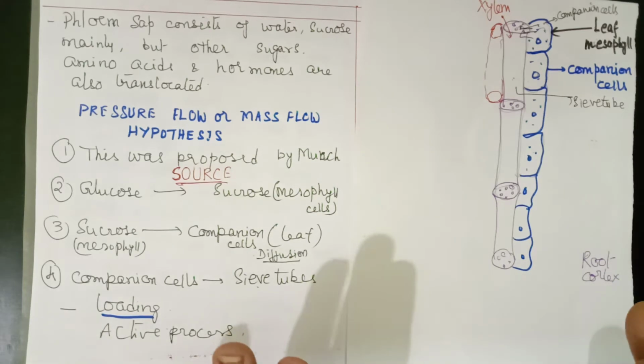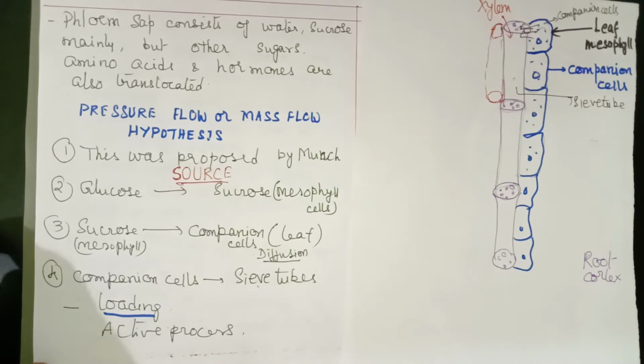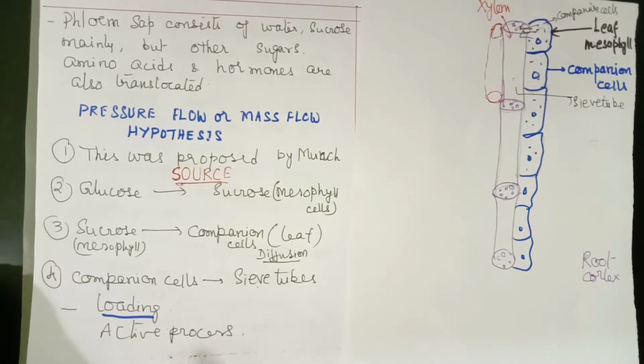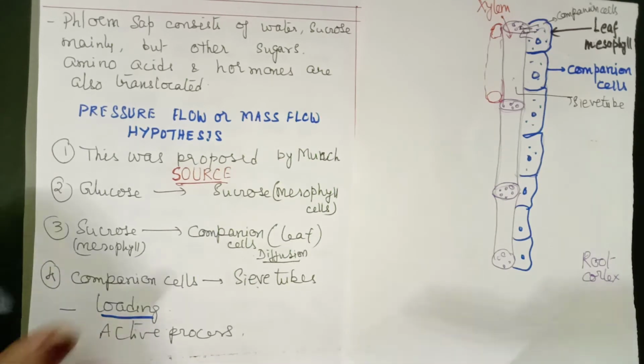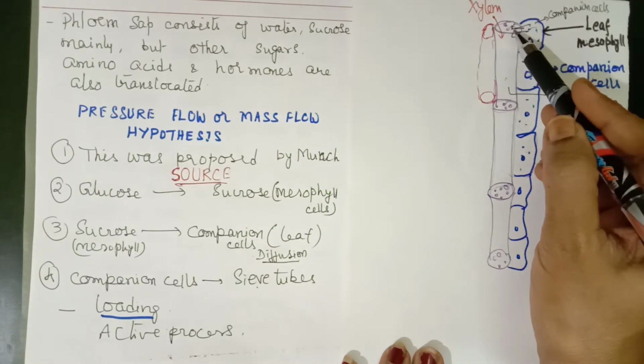So, what is the loading process? Transport of food material from companion cells to sieve tubes. And this is an active process, that means energy is required. So this is how it takes place here: companion cells to sieve tubes.